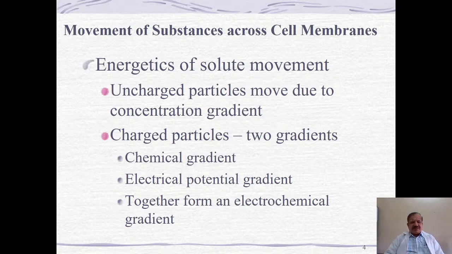Uncharged particles move this way. Charged particles have two gradients. One is the chemical gradient. The second is the electrical potential gradient. And sometimes it goes in a way that forms an electrochemical gradient. So in this way, things can pass through the cell membrane.